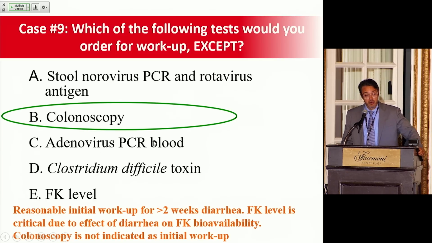Adenovirus can also cause diarrhea. Adenovirus has different serotypes, can sometimes cause just urinary tract infections, and sometimes affects the GI tract. Clostridium is also a good option. And definitely you want to get an FK level. Remember, when you have diarrhea, opposite to what you may think, the absorption of tacrolimus is higher. So you have higher trough levels, and you want to make sure that you check that.